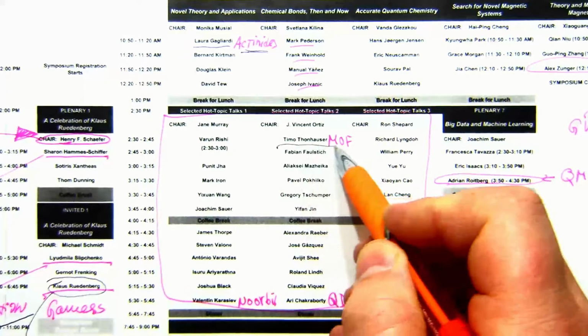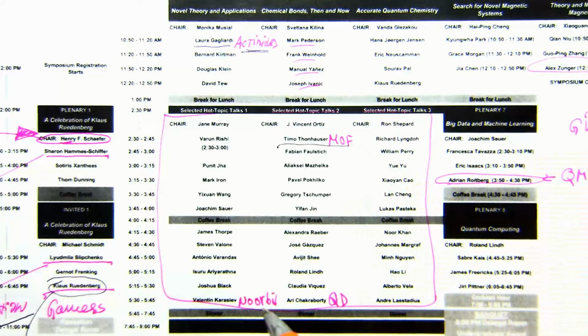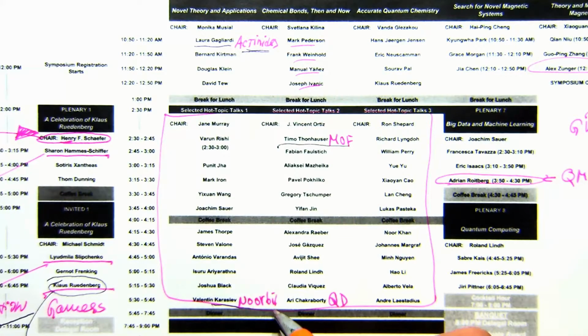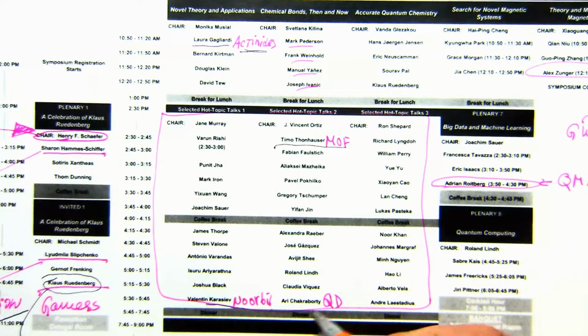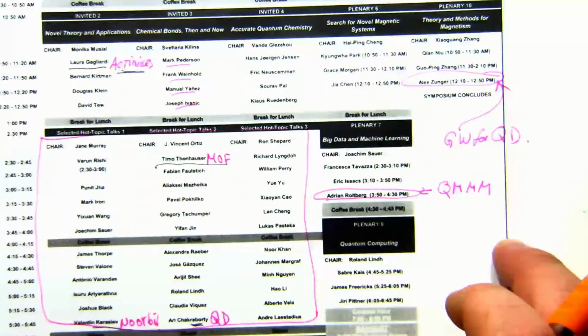Timo Thonhauser is the current boss of Stephanie Jensen, and they are doing metal organic frameworks. Valentin Karasev does orbital-free DFT for temperatures like 10,000 Kelvin, and Arun Chakraborty does some statistical analysis of quantum dots.